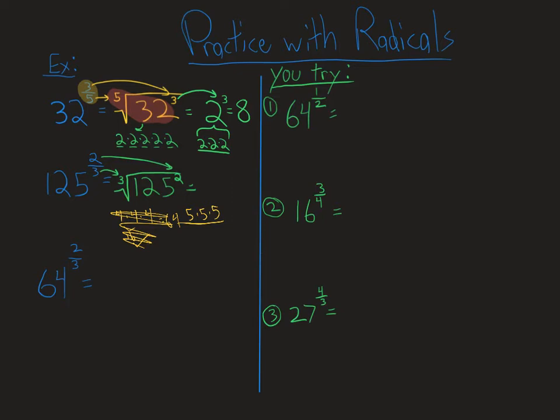5 times 5 times 5 is it. So the cube root of 125 is 5. And now don't forget to square. And there you go, 25. All right.